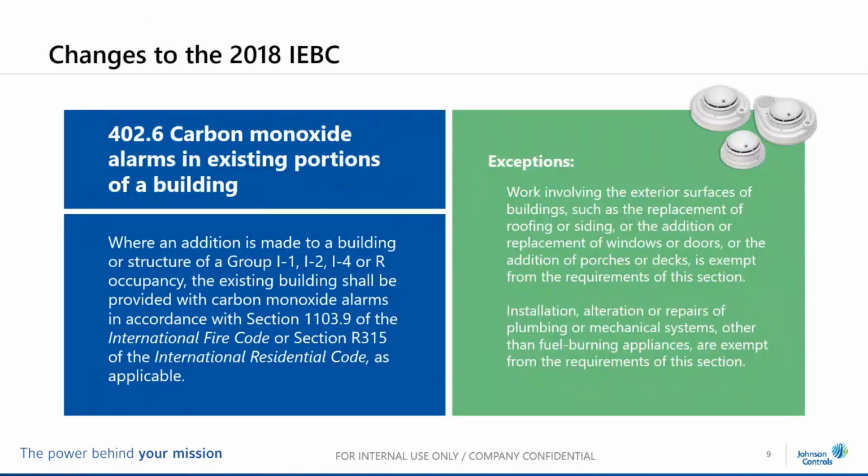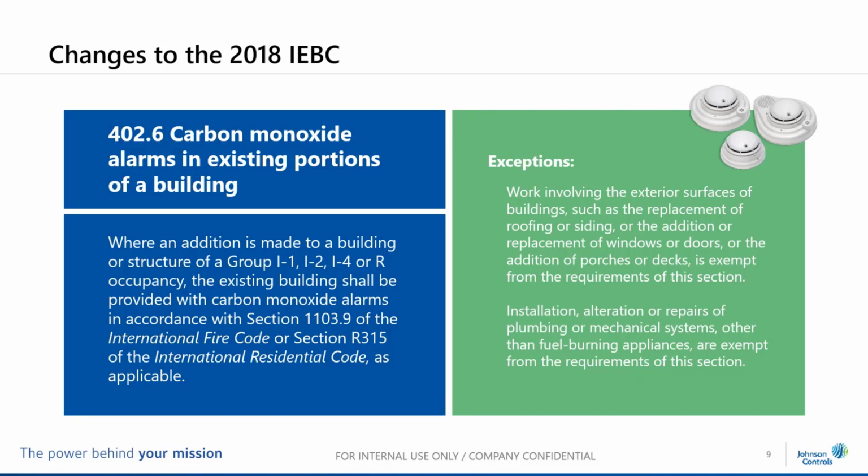Now, if we go into 402.6, carbon monoxide alarms in existing portions of a building. So now we're in the International Existing Building Code, the IEBC. The scope of this code covers existing buildings undergoing additions, alterations, change of occupancy, and provides that guidance. Section 402 covers existing buildings undergoing these additions, and CO detection is now required in accordance with the fire and residential code.